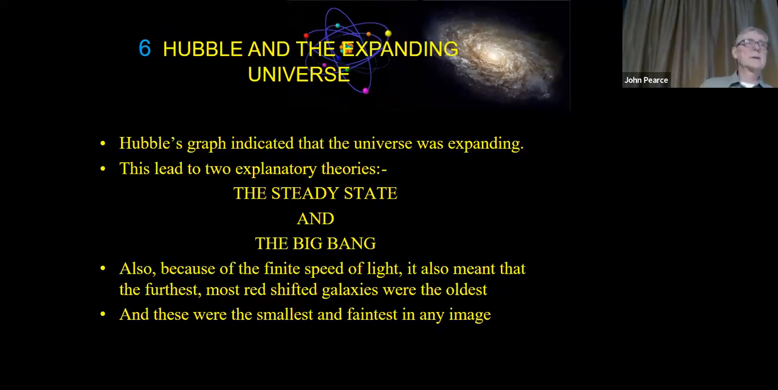And so that obviously led to the two theories that were developed: the steady state and the Big Bang, to show that the universe was expanding, and to fit theory, if you like, to measurement. But interestingly, at the bottom there, you'll see that because there's a finite speed of light, it meant that the furthest, most redshifted galaxies were the oldest, and also they were the smallest, faintest in any image.